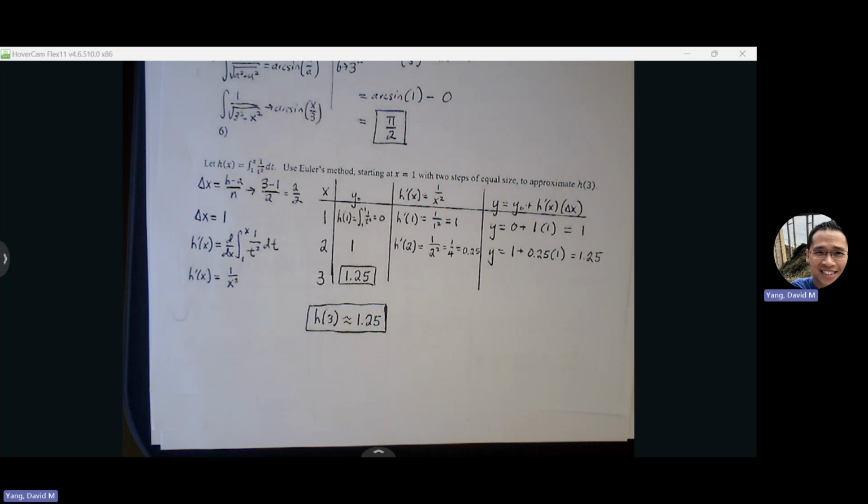So the idea with Euler's method is that we're making approximations using linear methods. So it's at best going to be just an approximation. I mean, our answer is always an approximation.